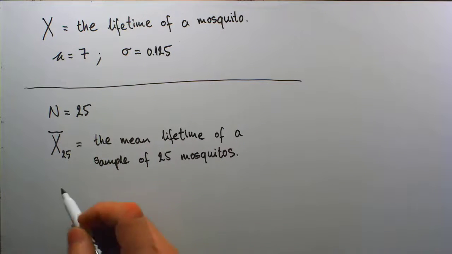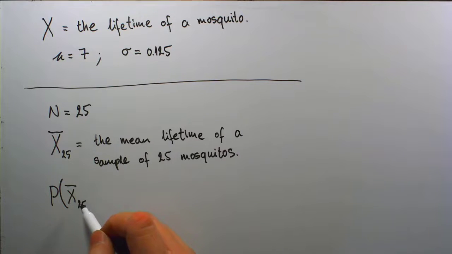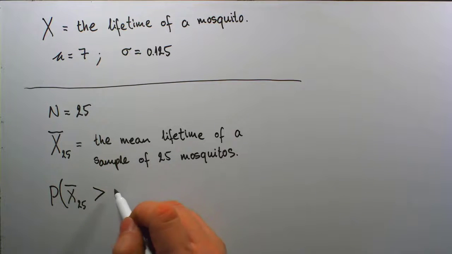So now back to our question. That's why we have the kind of problem where, hey, if we now pick up any sample, then what's the chance, what's the probability that our sample that we picked up, represented by the random variable capital X bar 25, has a sample mean being above 7.08?